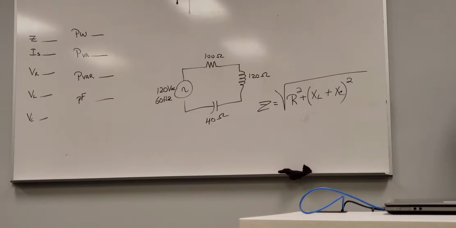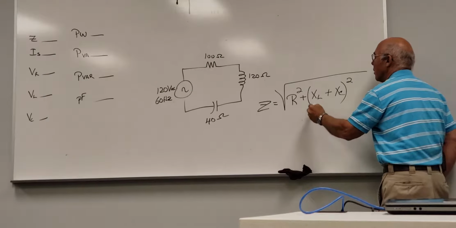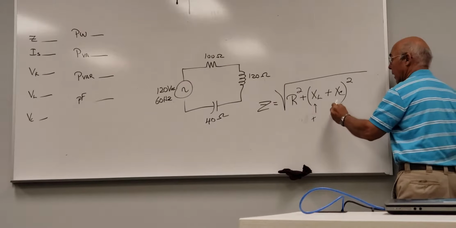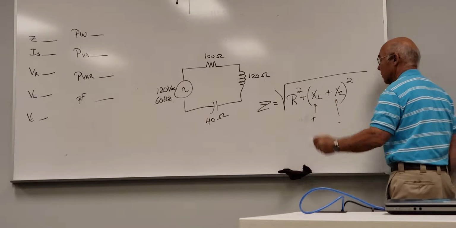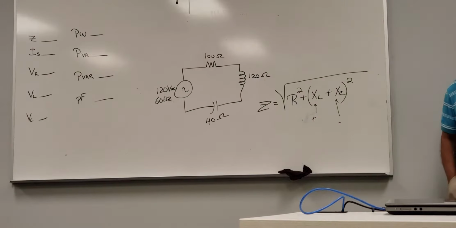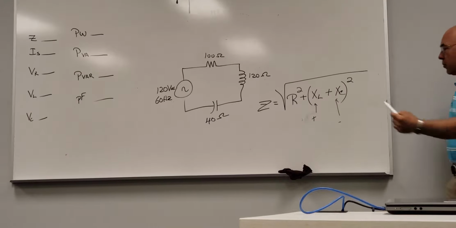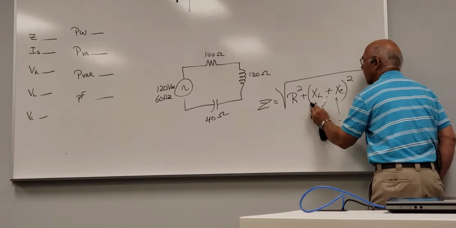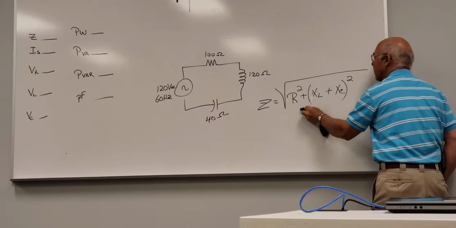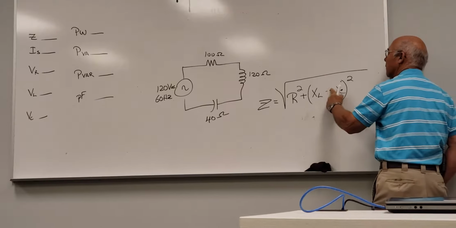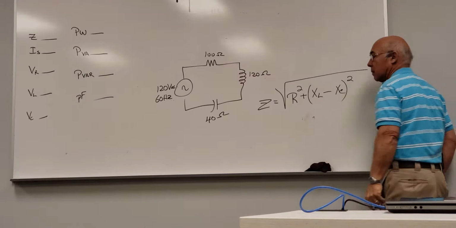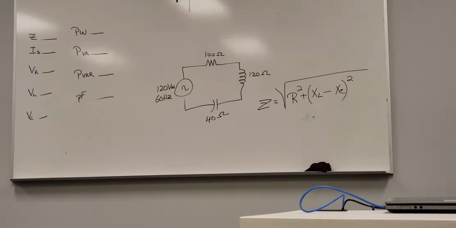Now, what we have here is X of L is always positive, X of C is negative. So when we add a negative, it's the same thing as subtract. Sometimes we just eliminate that positive or plus sign and subtract. Right. Same difference. They're different and not the same.